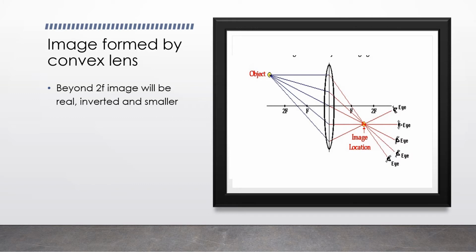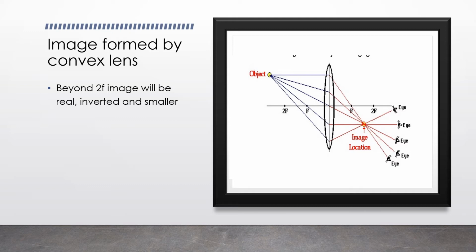So if you want to see a smaller object, or convert your bigger image into a smaller image, just place the object beyond 2f. Your image will be minimized, or shrunk to a smaller size. So we can say that the image is real and inverted, but smaller.